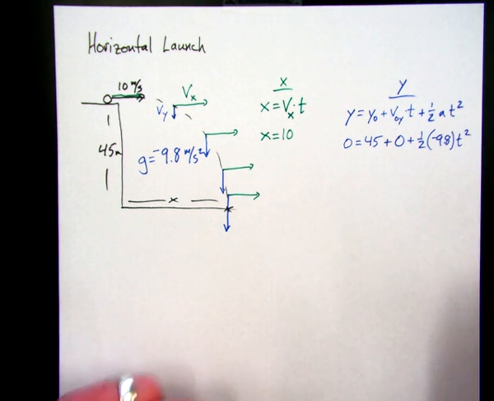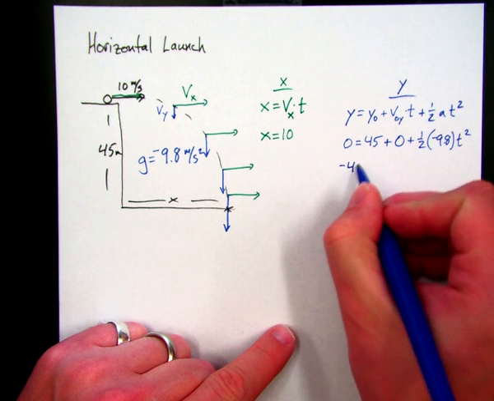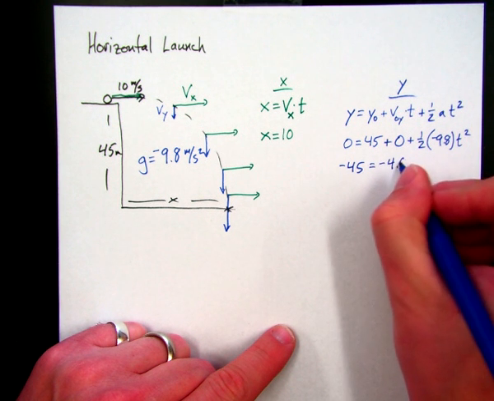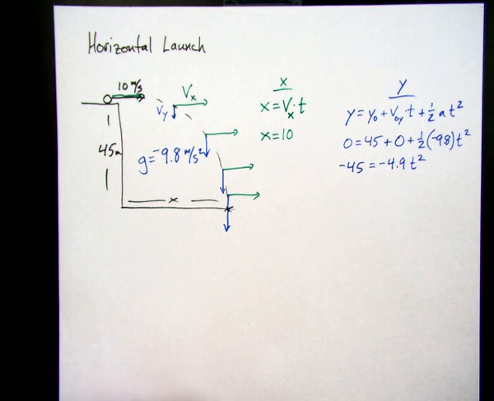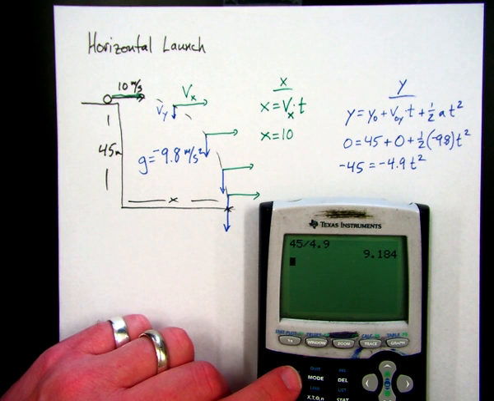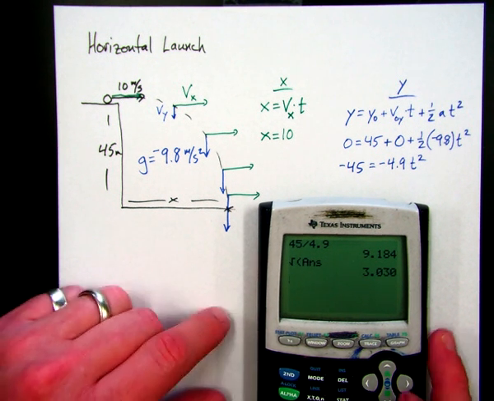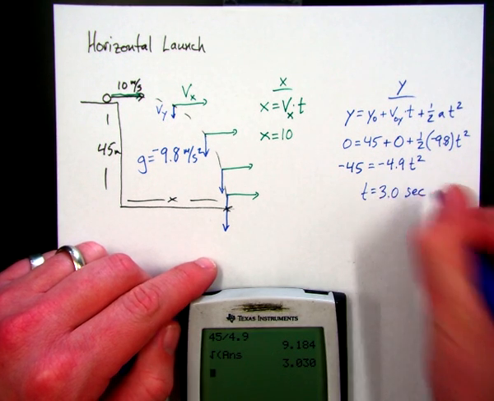Okay, I can solve this. There's a lot of different ways to solve this. But what I'm going to do is subtract 45 from both sides. I'll take half of negative 9.8. That gives me negative 4.9 t squared. Okay, so solving this, the negative drops out, and I take the square root of my answer and I get about 3. So it's going to take about 3 seconds for this object to land.